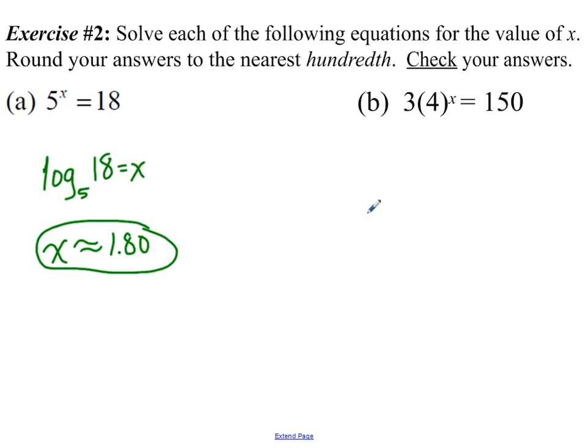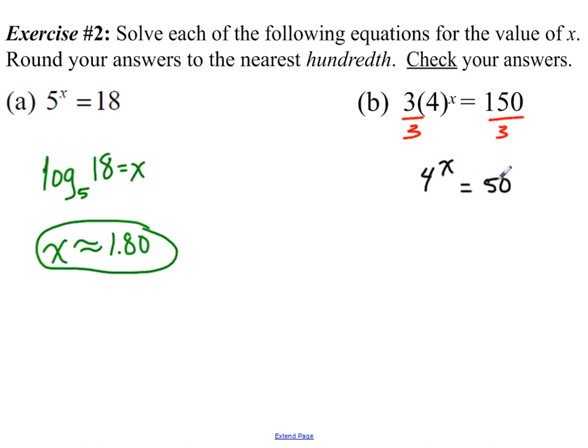Next one. Hopefully you got rid of the 3 first. You did not say this is 12 to the x because it's not, guys. You have to do exponent before multiplication. So what we do is we get rid of the multiplication. All right, fine. So on the right side, you've got 50. On the left side, you've got 4 to the x.